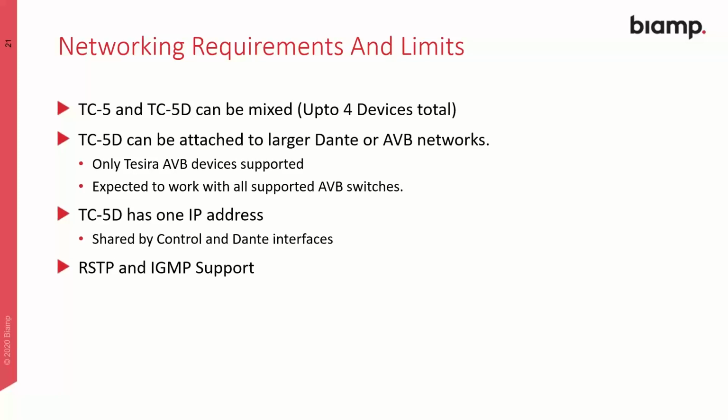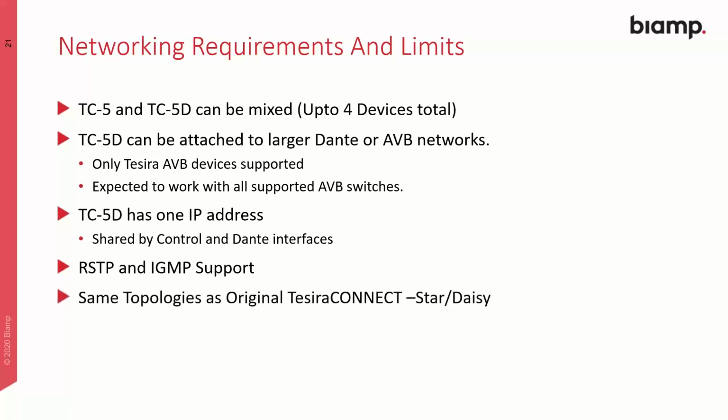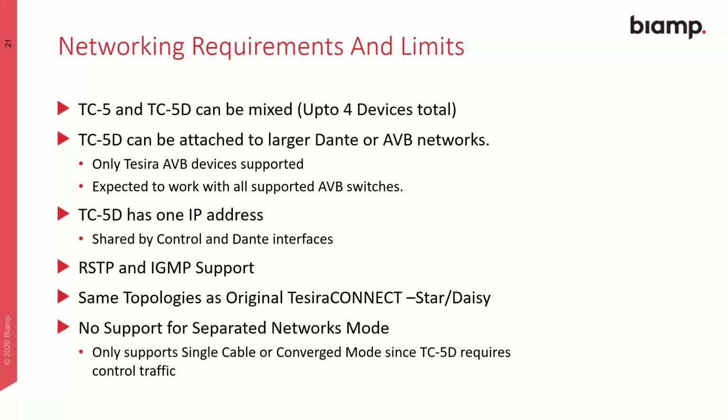There's support for spanning tree protocol and IGMP snooping. Just like the TC5 had spanning tree, now TC5D adds IGMP support. The topologies that are supported are the same for both TesiraCONNECT, the original TC5 and TC5D, both star and daisy chain. There's no support for separated networks mode, so only single cable or converged mode is supported, since TC5D requires that control traffic, because it is a device that is hosting blocks.